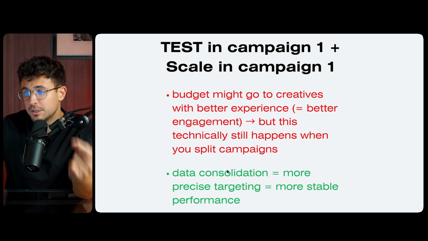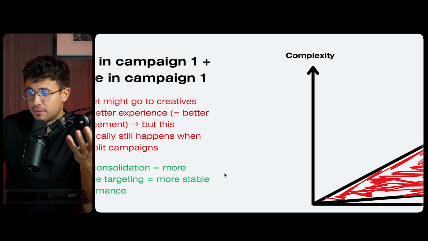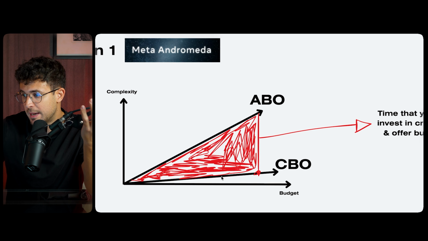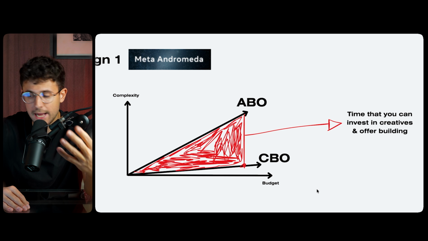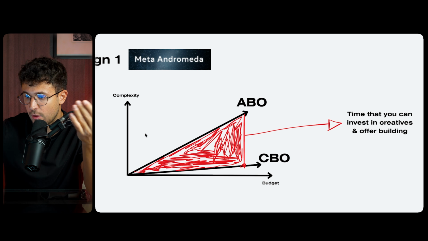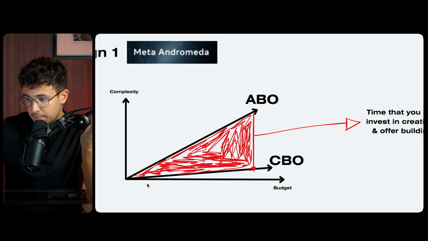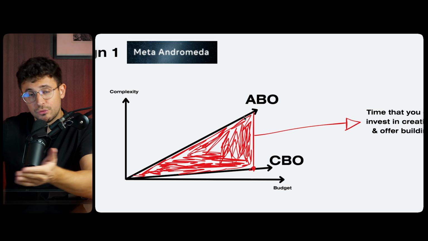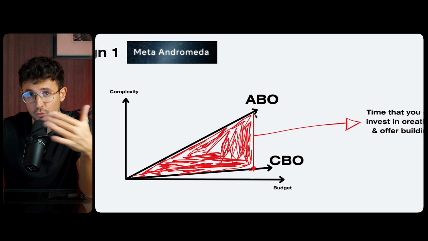But something important to mention here is also the management of the different types of campaigns. The more you increase the budget on Meta, the higher the complexity will be to manage all your ads. And this is actually the graph of how things will usually happen. What is happening here is that the more you increase the budget, the more difficult and complex it is to manage an ABO setup, because you're going to have a lot of different ad sets running at the same time.